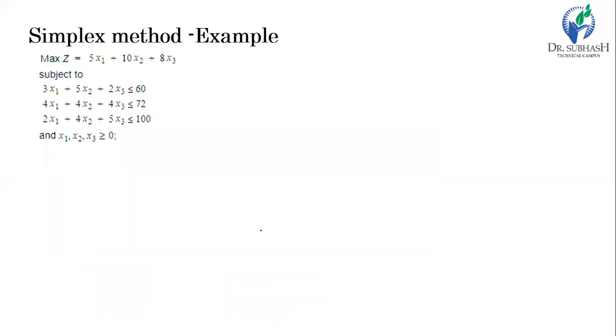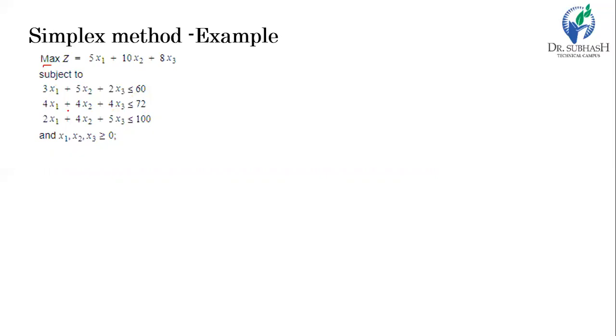So let's see the method with the help of one example which is given here. The case is of maximization type: maximize z equal to 5x1 plus 10x2 plus 8x3, subject to the constraints 3x1 plus 5x2 plus 2x3 less than or equal to 60. Second constraint, 4x1 plus 4x2 plus 4x3 less than or equal to 70. Third, 2x1 plus 4x2 plus 5x3 less than or equal to 100.